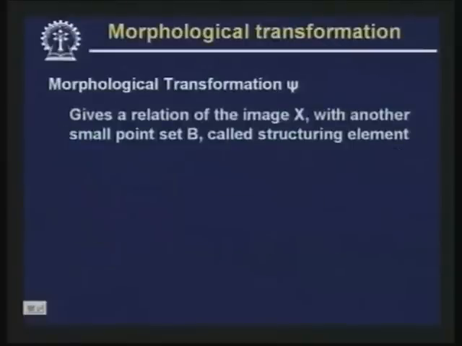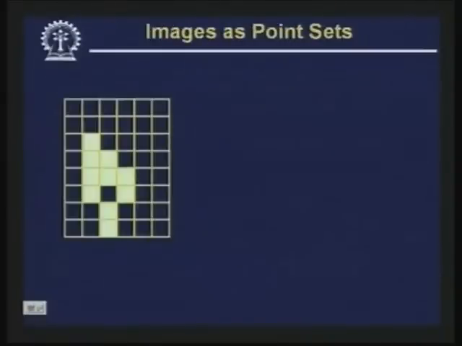Now, whenever we go for such mathematical morphology in image processing, or image morphology, the basic assumption is that an image can be represented by a point set. That is, given an image, we can represent it by a set of points. What do we mean by that? Let us look at this particular figure. As you find, this is nothing but a binary image, where the shaded regions represent object pixels and the black regions represent the background pixels.